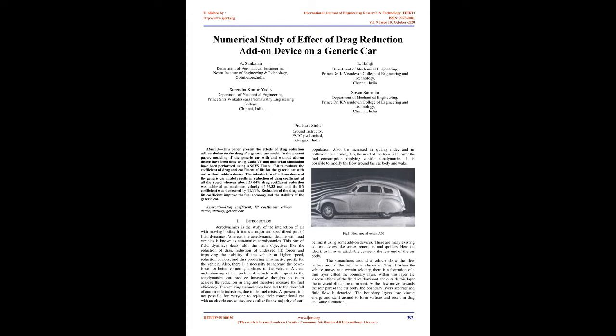A clear understanding of the profile of a vehicle with respect to aerodynamics can produce innovative thoughts so as to achieve the reduction in drag and therefore increase the fuel efficiency. The evolving technologies have led to the downfall of automobile industries, due to the fuel crisis. At present, it is not possible for everyone to replace their conventional car with an electric car, as they are costlier for the majority of our population.